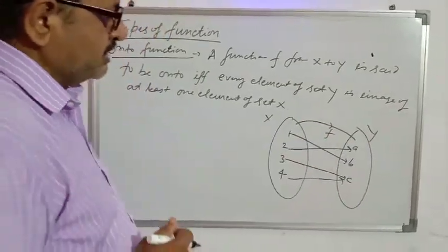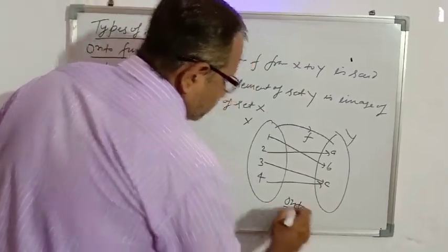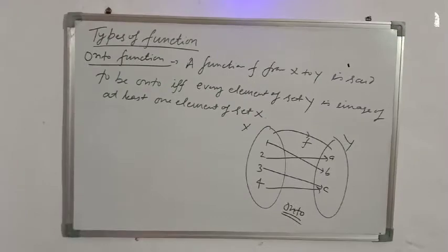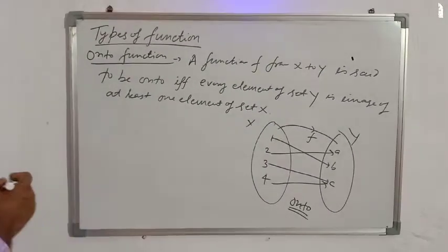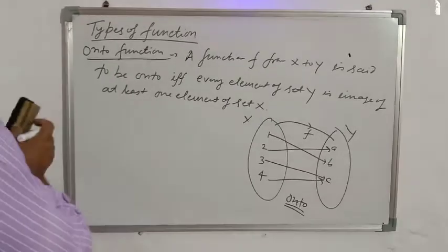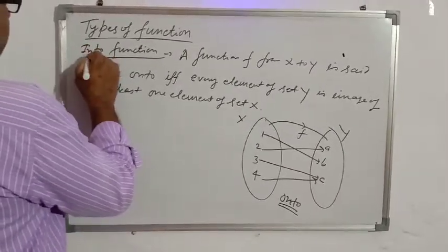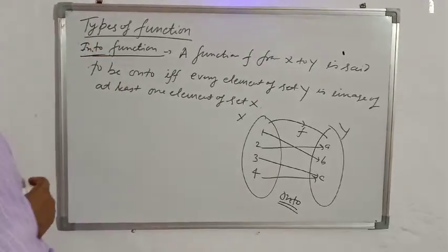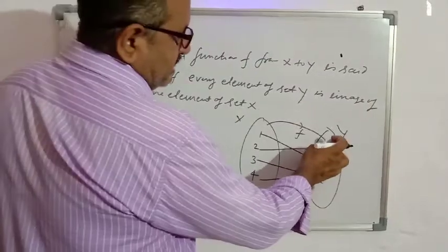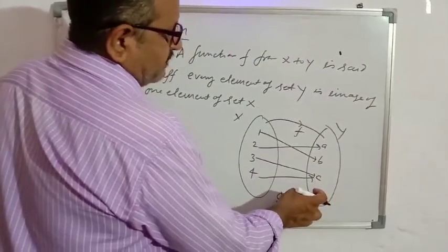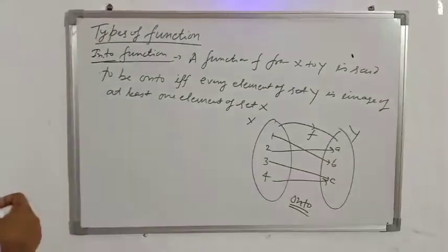This function is called onto function. So it is a third type. Next is into function. So what is into function? In the into function, there exists at least one element in the set Y which is not related to any element in the set X.